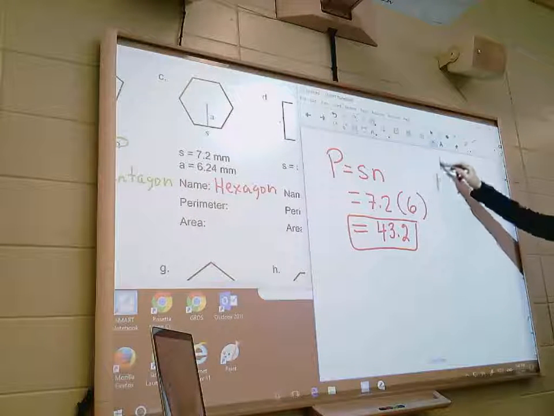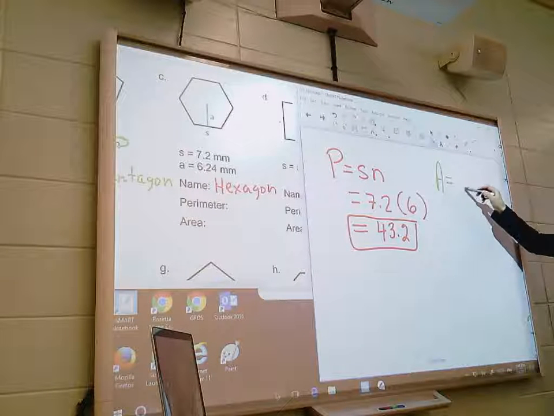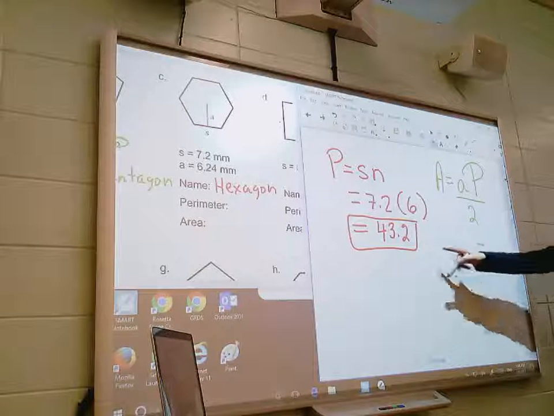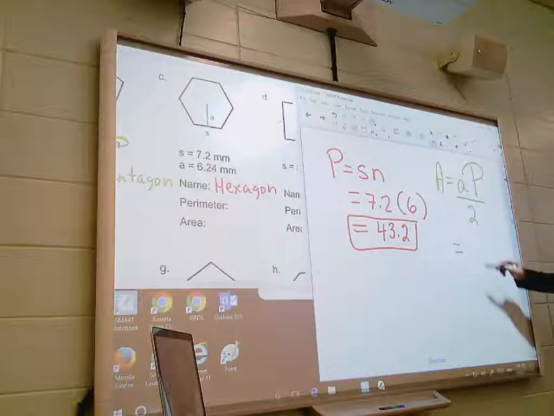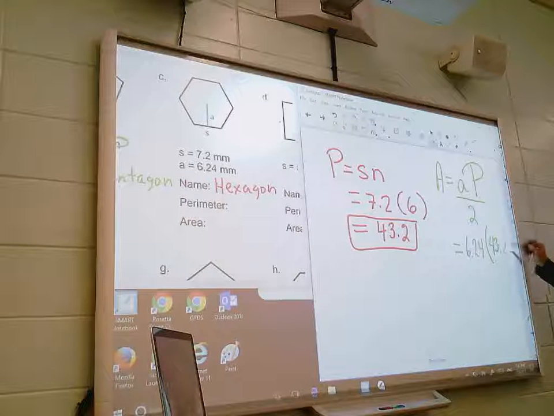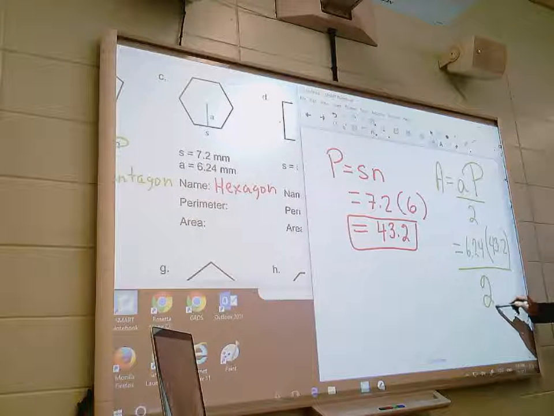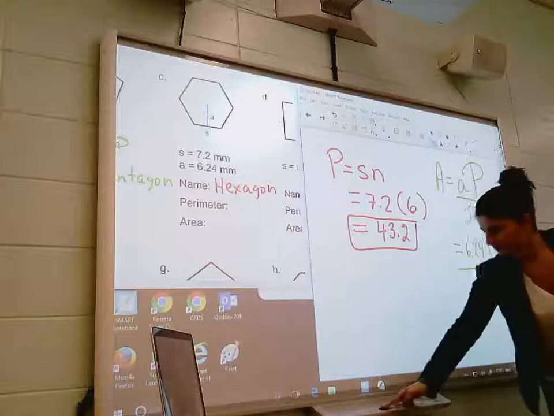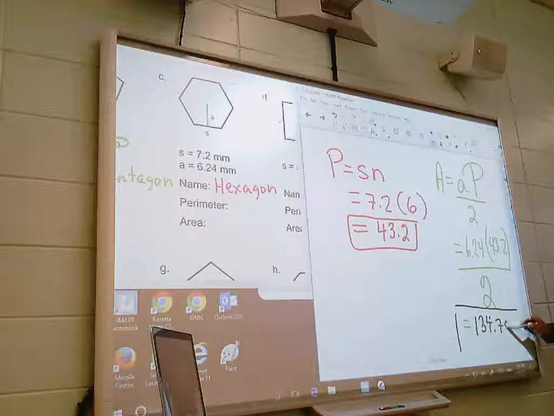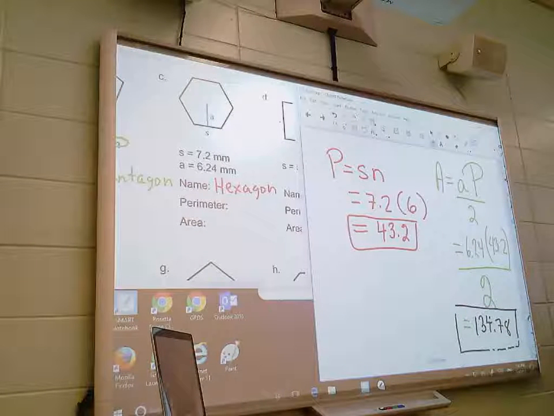Check this out. The area of a polygon can also be apothem times perimeter divided by 2. Since we have the perimeter, I'm just going to take my apothem, 6.24, times my perimeter of 43.2, and divide by 2 to get my final answer. How much? 134.7. And because it's area, the final answer will be millimeters squared.